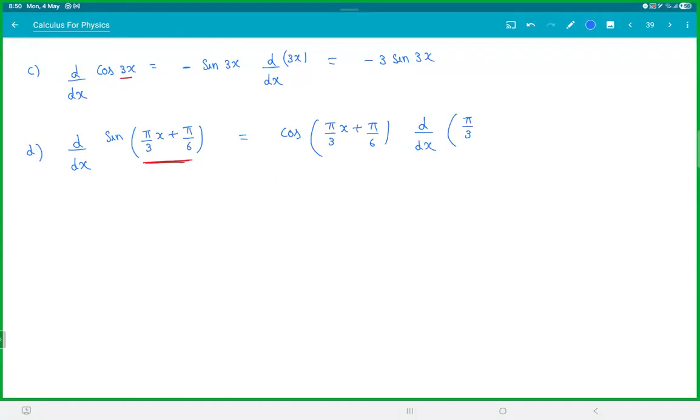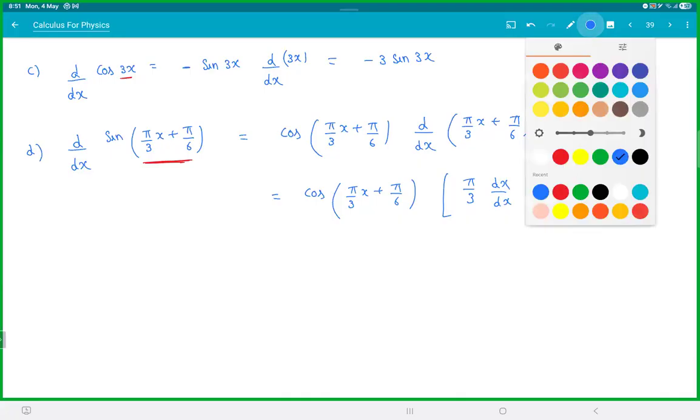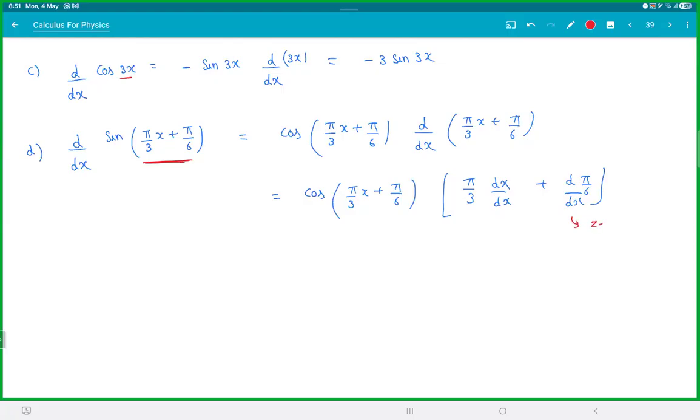Then you differentiate your pi by 3 x plus pi by 6. I'll write it down in more detail if you want the other one. So pi by 3 is a constant multiplying x, so that would be dx by dx, and pi by 6 is a constant, and if you differentiate a constant, you get 0. So you end up with pi by 3 cos of pi by 3 x plus pi by 6.